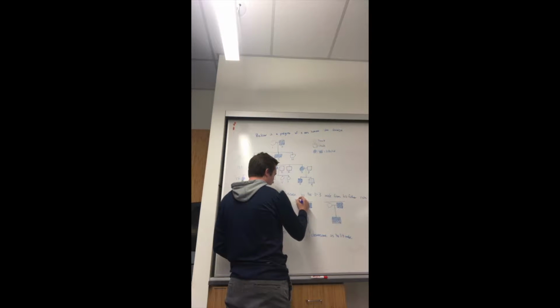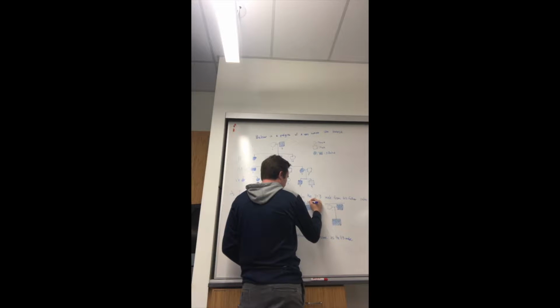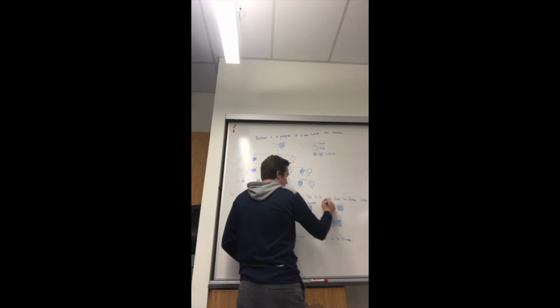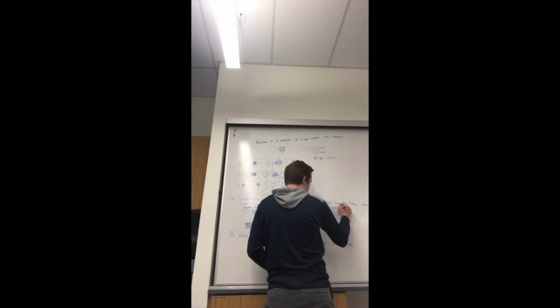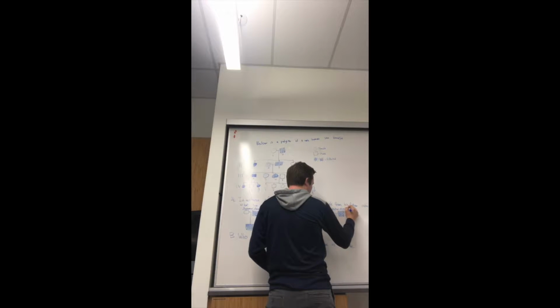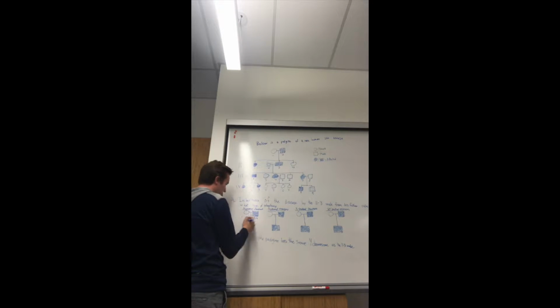And then X-linked dominant, X-linked recessive. Okay, so an autosomal dominant would look like this. Say it's heterozygous.